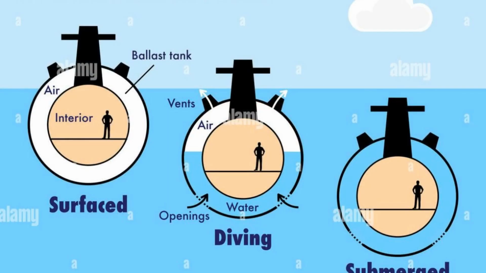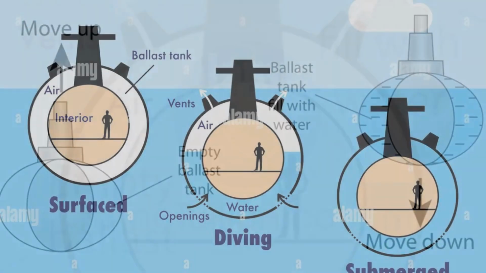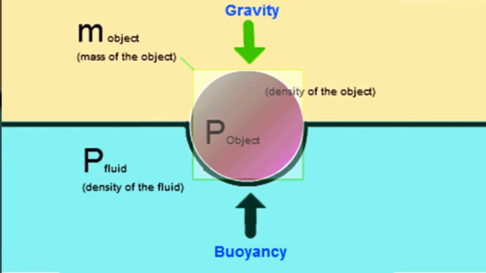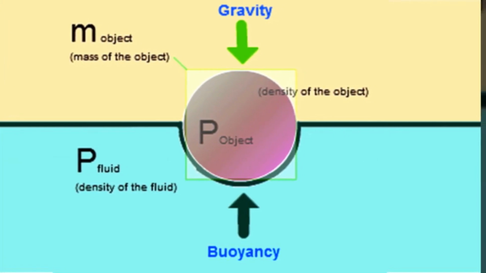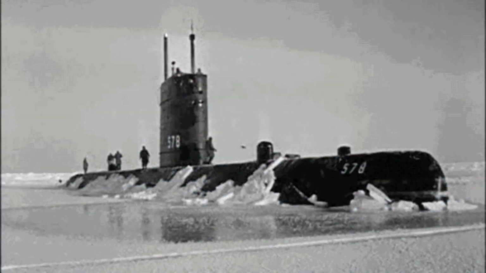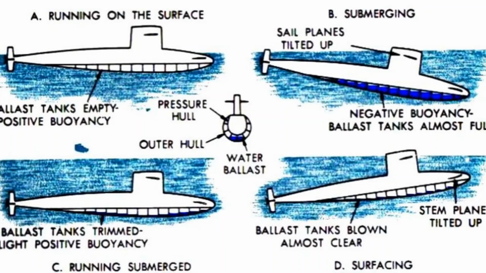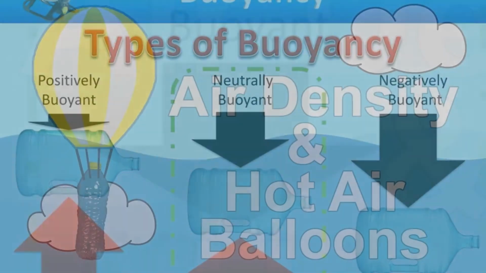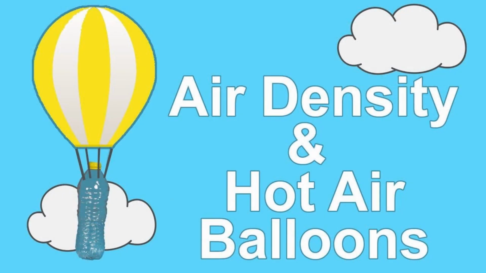Submarines can control their buoyancy by adjusting the amount of water and air in their ballast tanks. When they want to dive, they fill the tanks with water, which increases their density and reduces their buoyancy. When they want to surface, they release the water and fill the tanks with air, which decreases their density and increases their buoyancy.